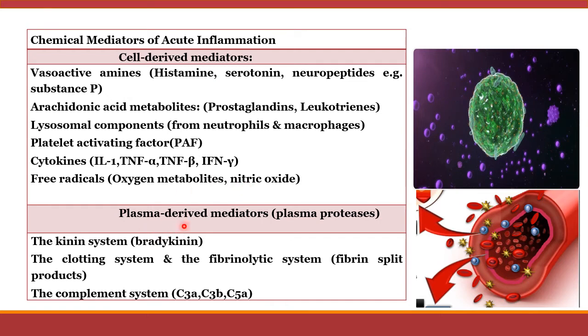The plasma-derived mediators, we have the kinin system, like the bradykinin. We have the clotting system and fibrinolytic system, such as the fibrin and its products. And we have also the components from the complement system that we already mentioned before, like C3a, C3b, and C5a. Together, we can revise in our minds what are the functions of those complement system components.